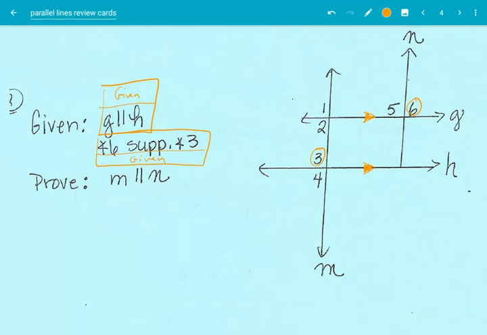What's supplementary right now between these two lines? What else is supplementary to 6? Or actually, let's go the other way. How about 3? What's supplementary to 3? Because these two lines are parallel, then angle 2 is supplementary to 3. Those are same side interior, so those would be supplementary.